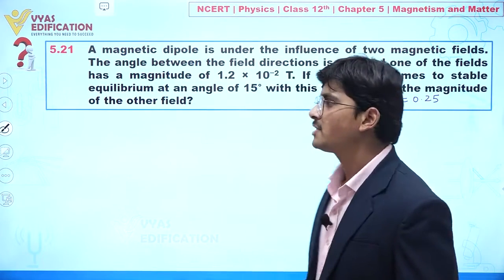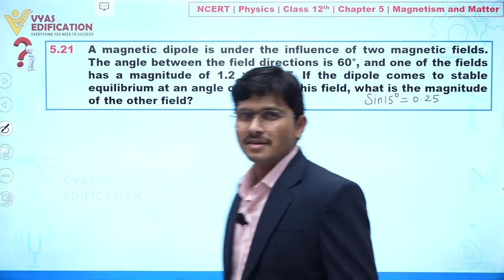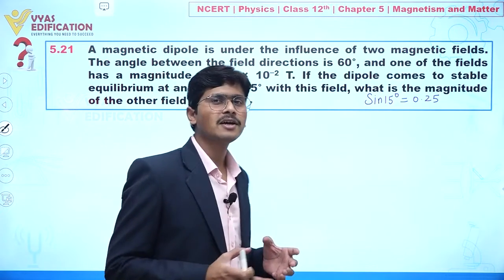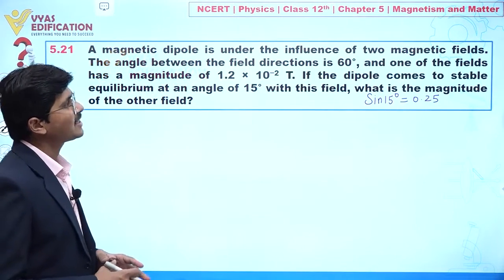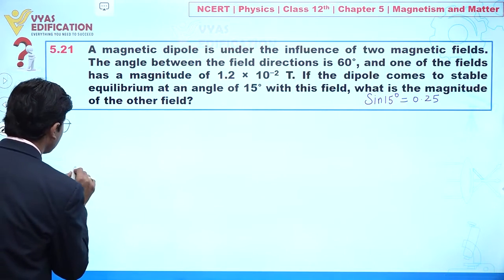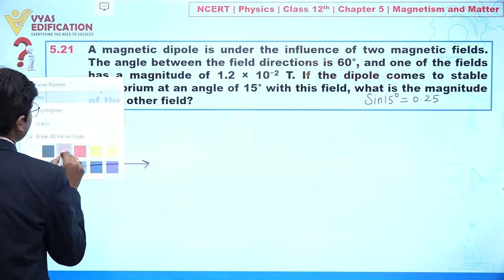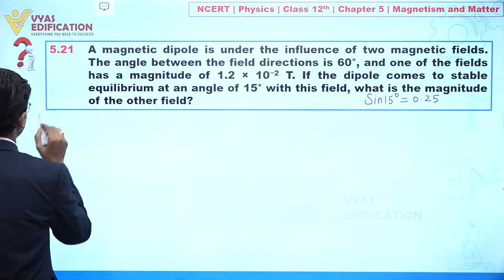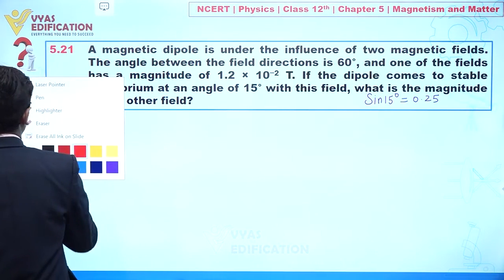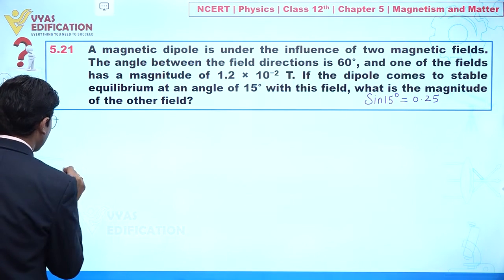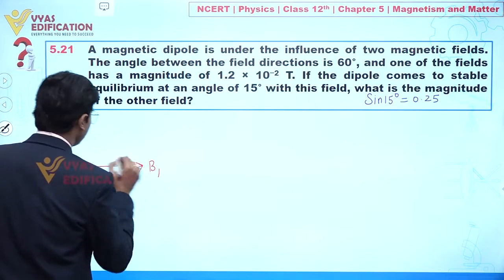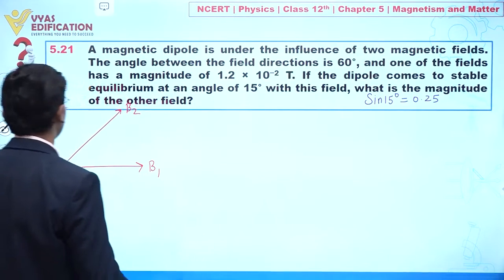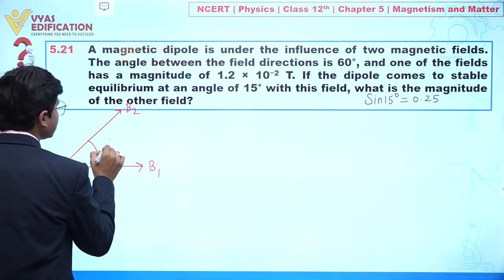Now students, we are going to discuss question number 5.21, and in this question it is given to you a magnetic dipole is under the influence of two magnetic fields. Fine. The angle between field directions is 60 degrees. So let's suppose here we have two magnetic fields. Number one magnetic field, this is B1, and let's suppose this is another magnetic field B2. It is given in the question, the angle between these two fields is 60 degree.